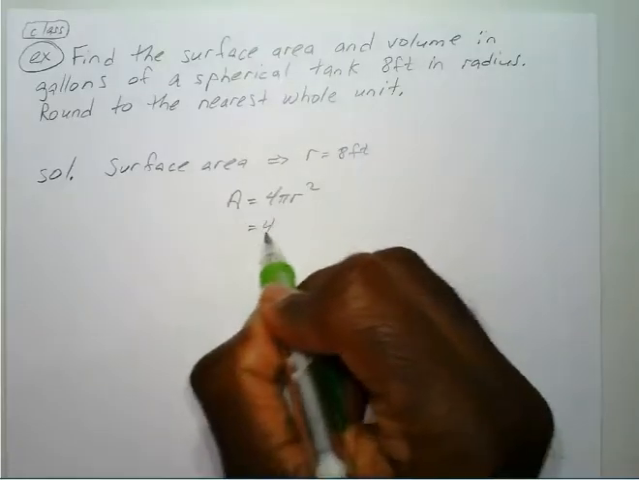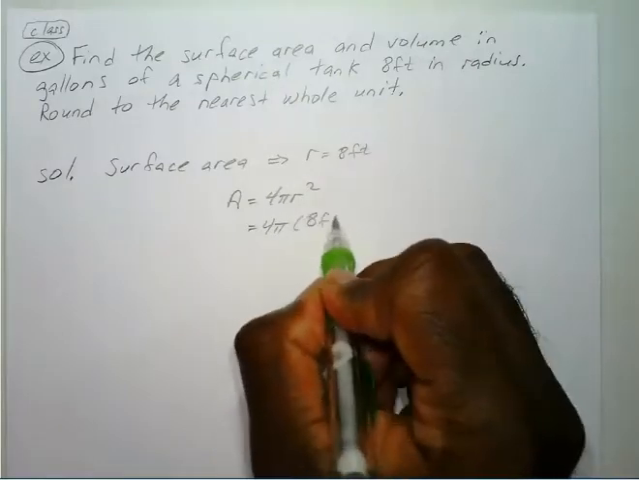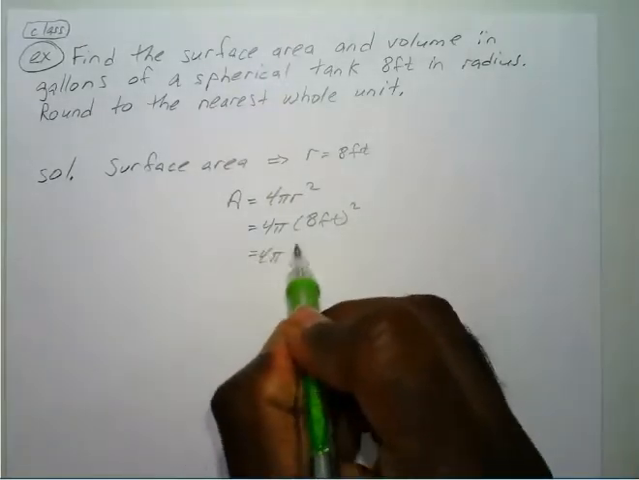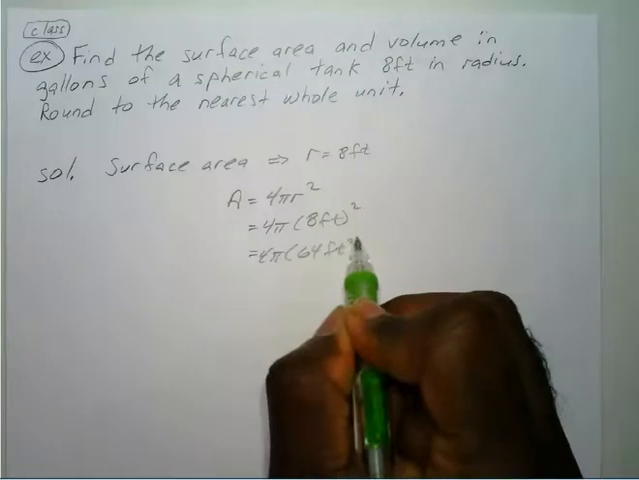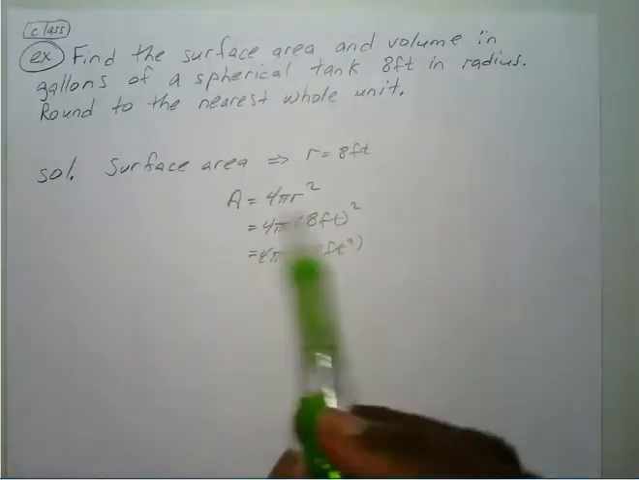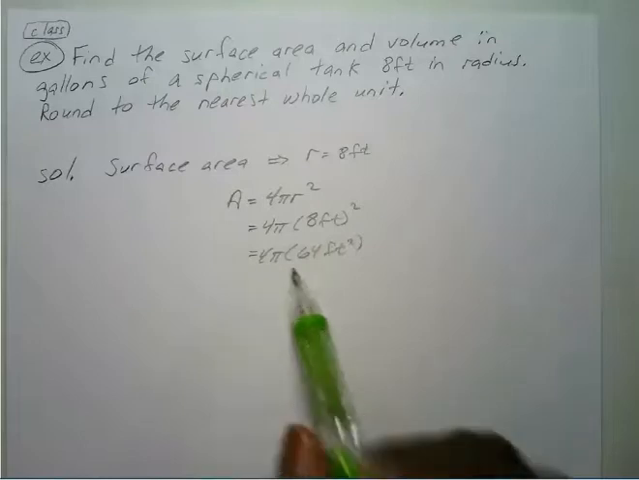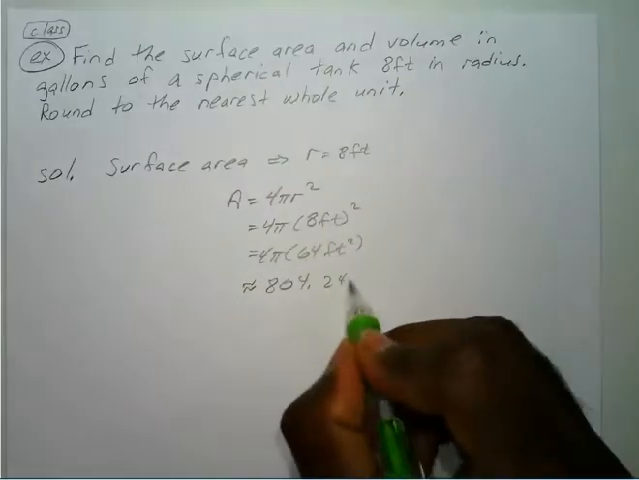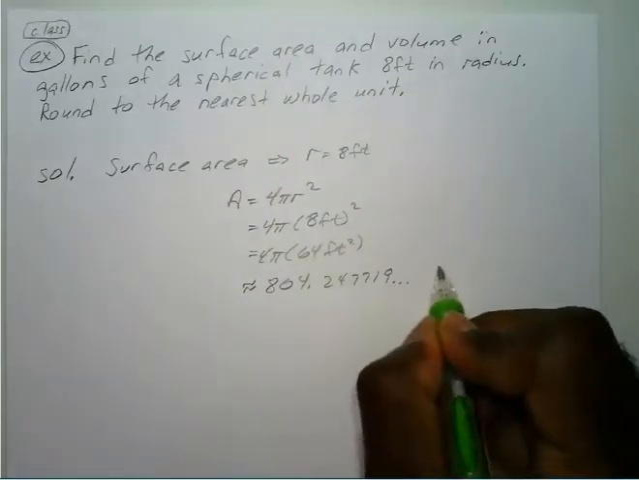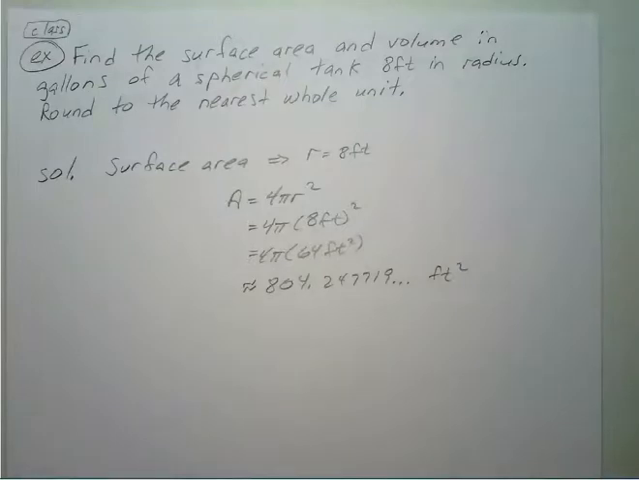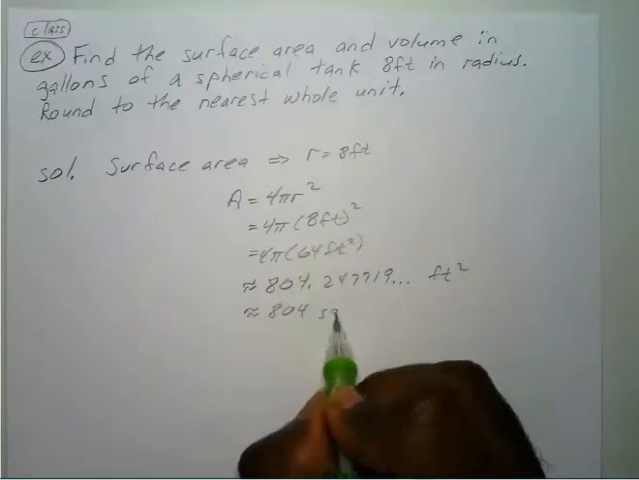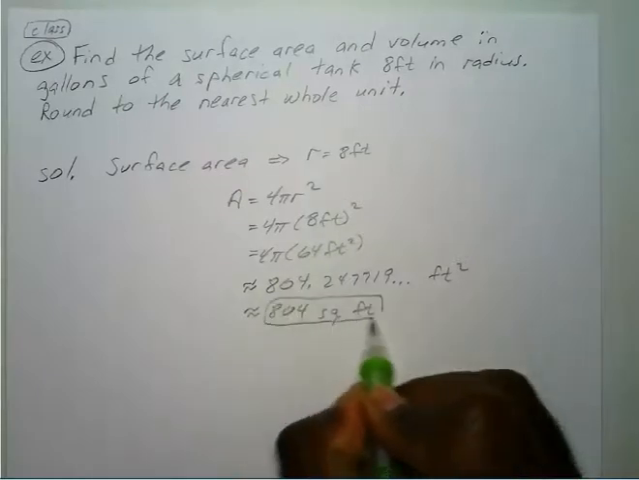So this is going to equal 4 pi times 8 feet squared. Okay, so that's going to be 4 pi times 64 square feet. So if we plug in 64 times 4 times pi, we get approximately 804.247719, and it keeps on going, square feet. When we round it to the nearest whole unit, this gives us approximately 804 square feet.